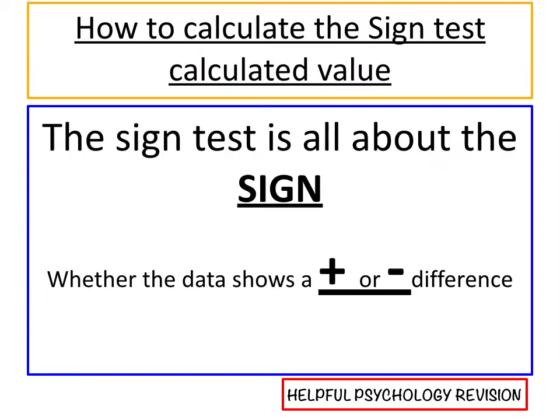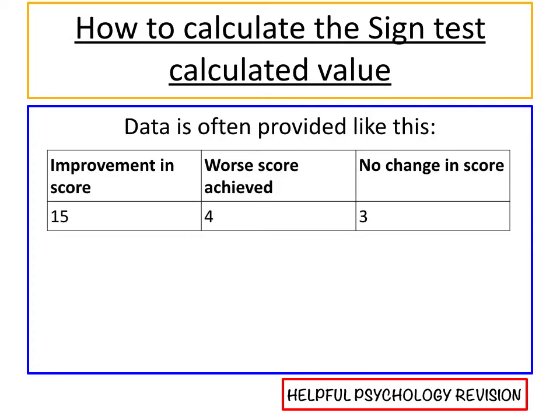So, how do you calculate the sign test calculated value? And this is expected that you can do this in exam conditions. The clue is in the name. The sign test is all about the sign, and that is whether the data shows a positive or negative difference. We're going to look into that in more detail now. So data is often provided in a table like this. So you have improvement in score, or worse score, or no change in score with a repeated measures design.